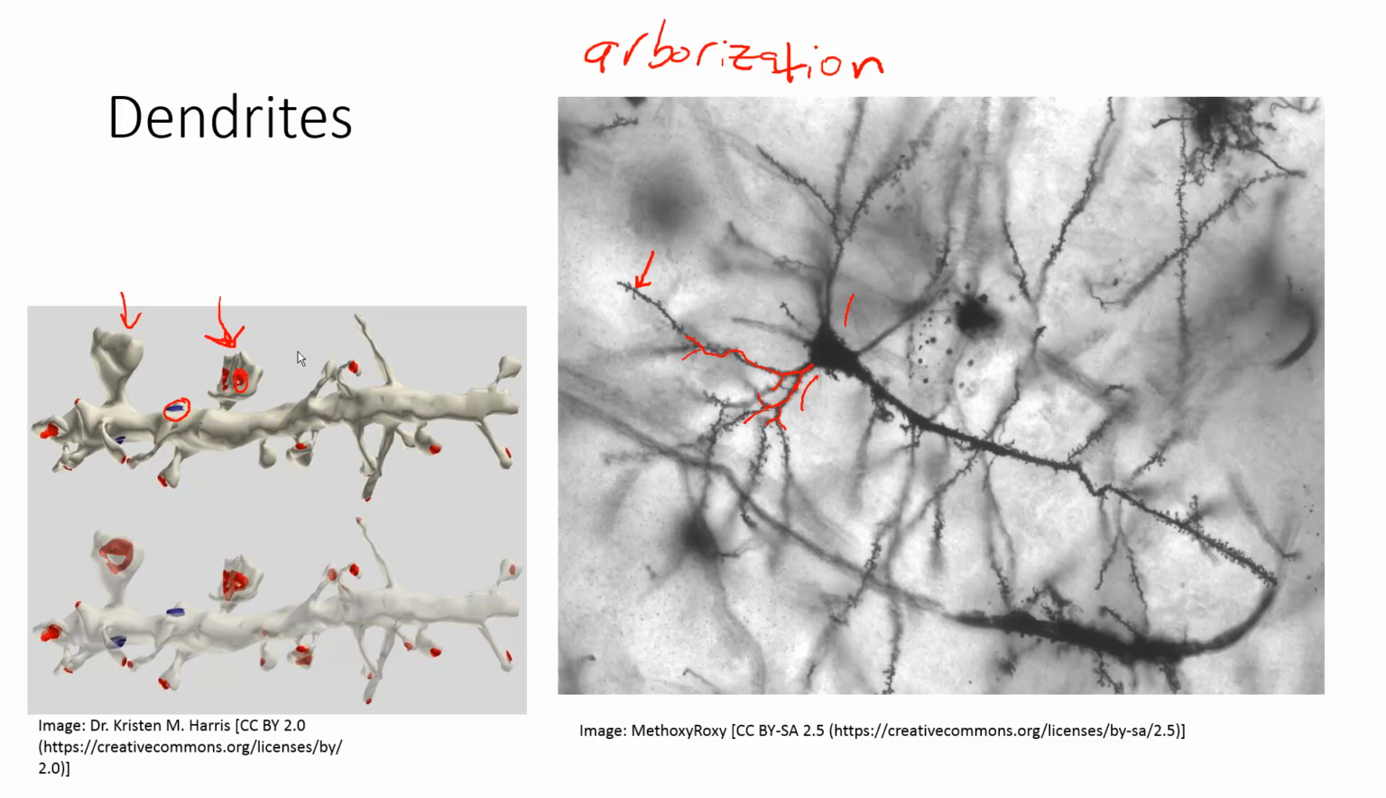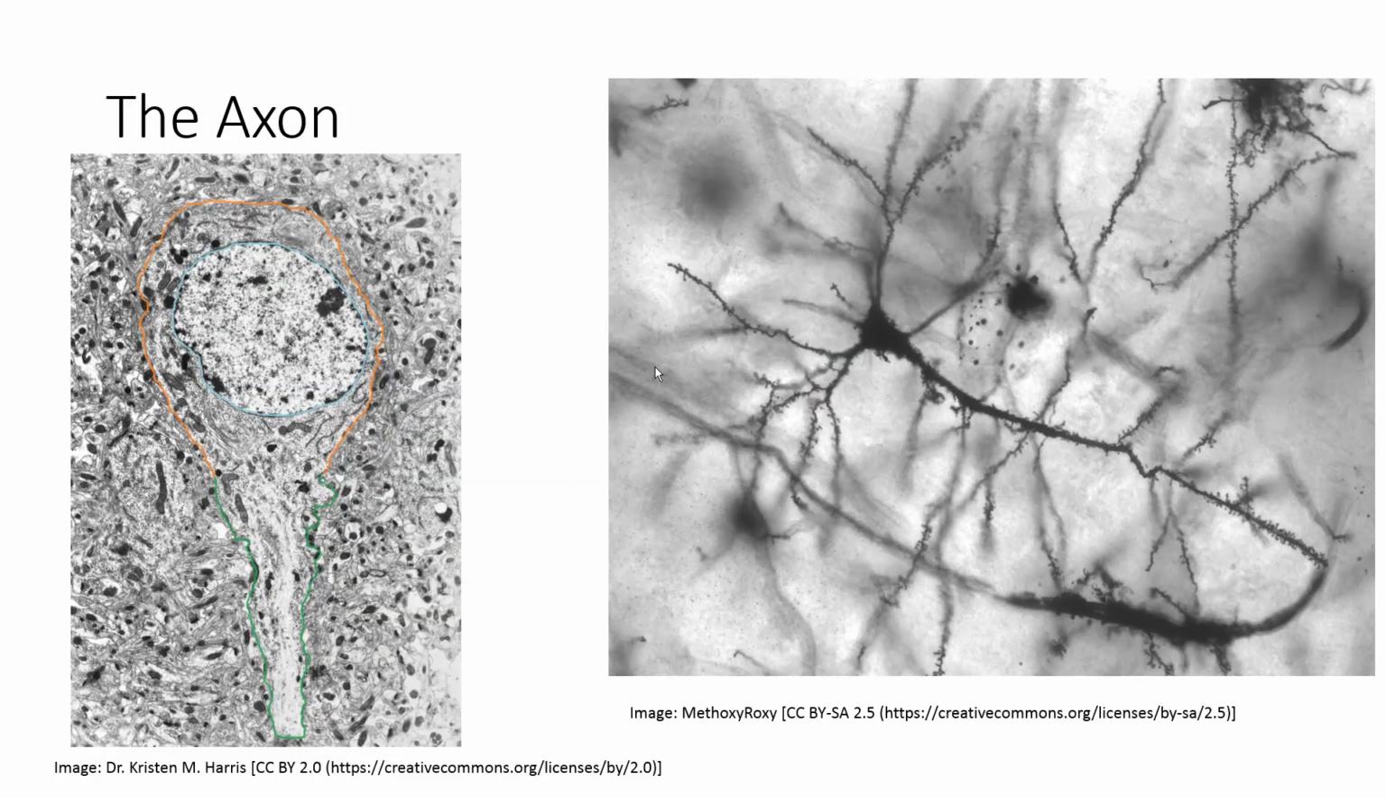That's a lot. And as I said before, these dendritic spines are going to give us more surface area for more synapses, which is going to allow this neuron to communicate with more upstream cells. Like more cells are going to be able to talk to this neuron because it has all of these dendritic spines. And then finally, let's look at the axon.